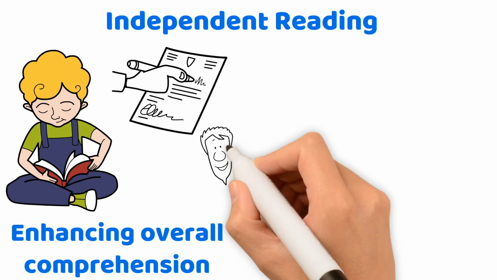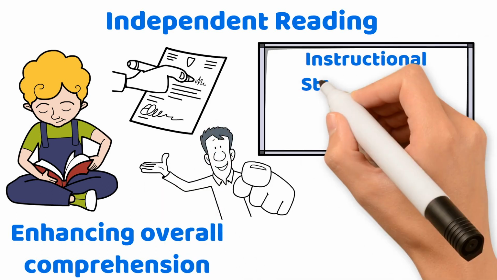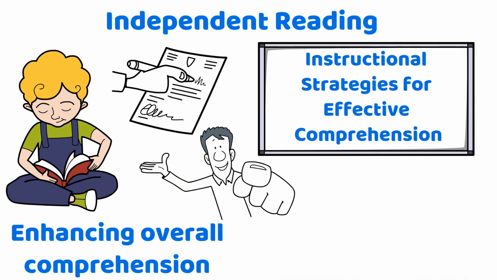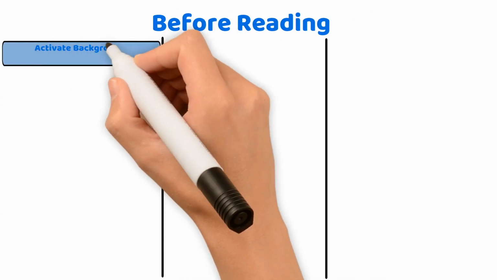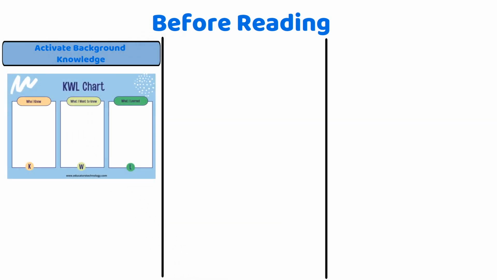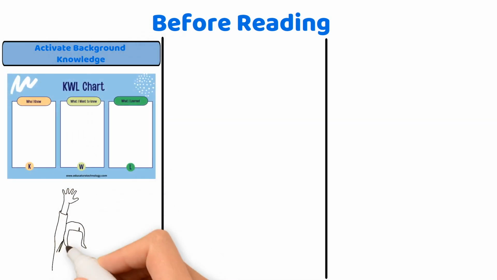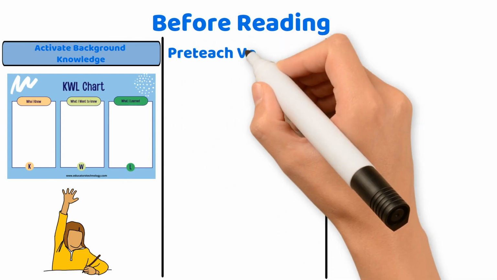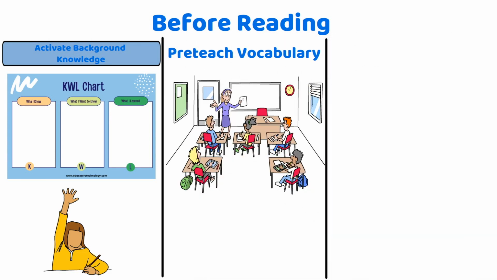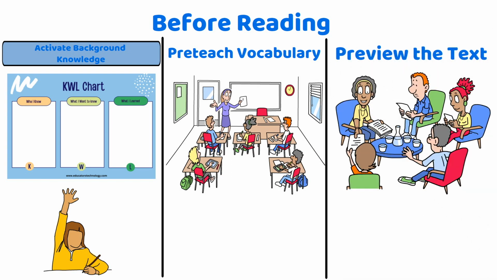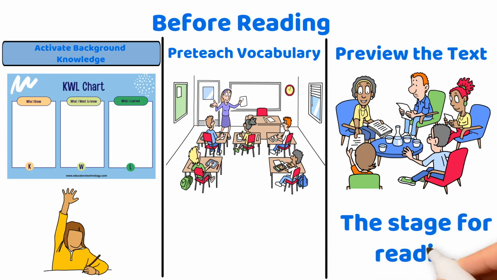Make sure you have a firm grasp on instructional strategies for effective comprehension before, during, and after reading. Let's talk about this now. Before reading, activate background knowledge. Use tools like KWL charts to connect new information with what students already know. Pre-teach vocabulary. Introduce critical vocabulary before reading to smooth the way for comprehension. Preview the text. Discuss the book's cover, blurb, and pictures to set the stage for reading.